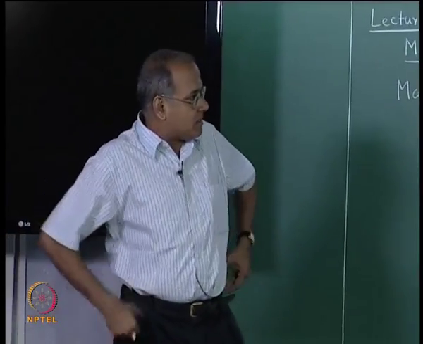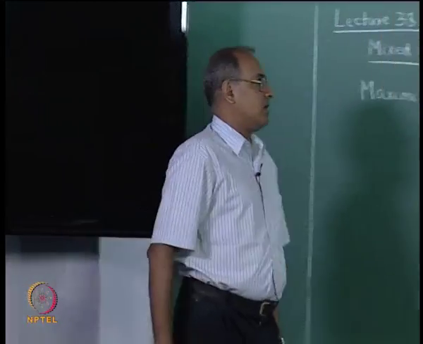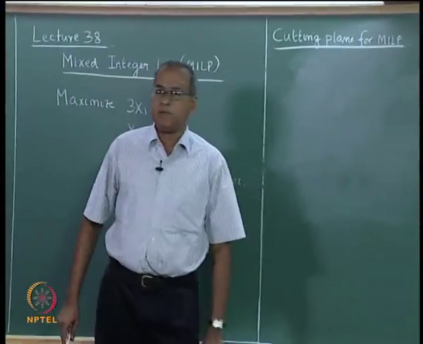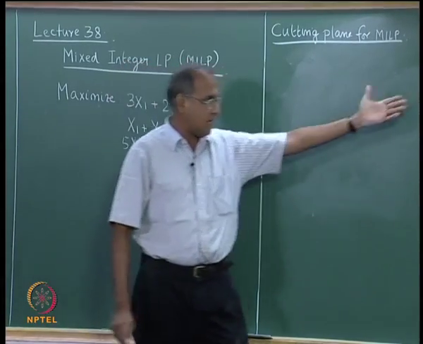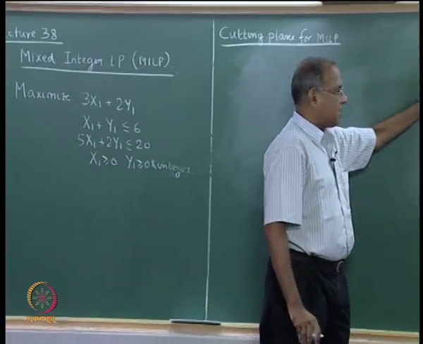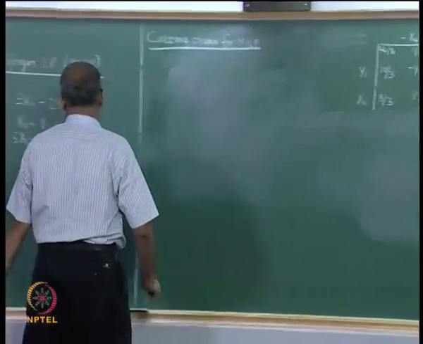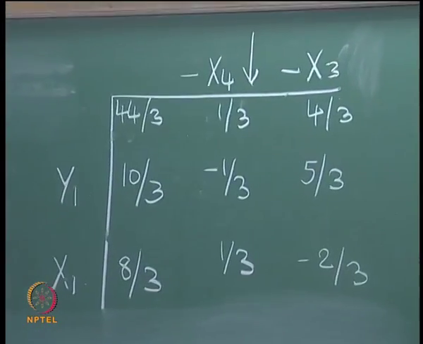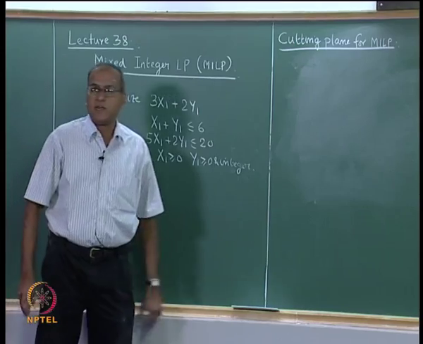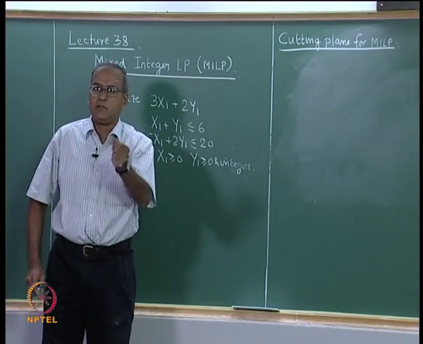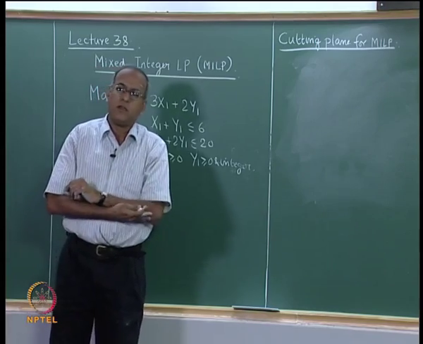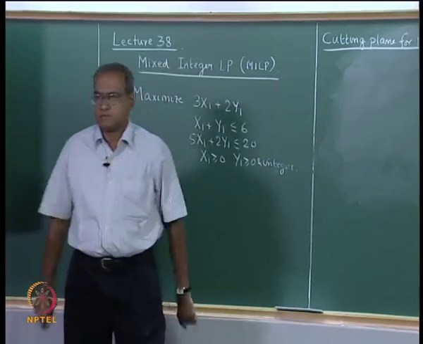Now, the cutting plane algorithm for MILP is used when the LP optimum is not feasible to the MILP, like in our case where this is the LP optimum. By relaxing the integer restriction, we are getting y1 equal to 10 by 3, but y1 should be an integer. So, we need to use a cutting plane algorithm, which means we have to introduce a cut.